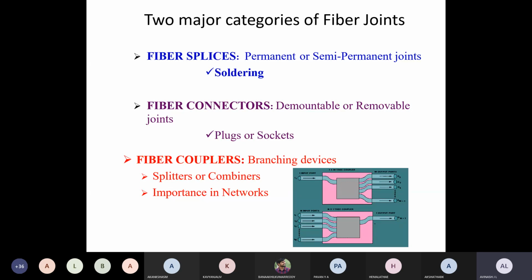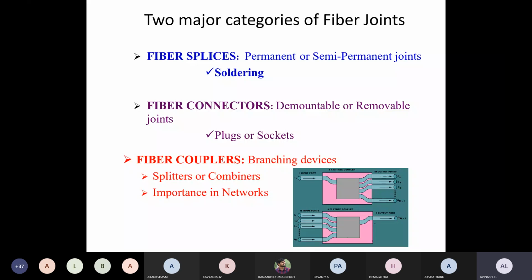Okay, when you are using plugs and sockets, it is called what? Fiber connectors. If you are employing the soldering method, it is called what? Fiber splicing. So fiber splicers and fiber connectors are the two major categories, the two methods of fiber joints.